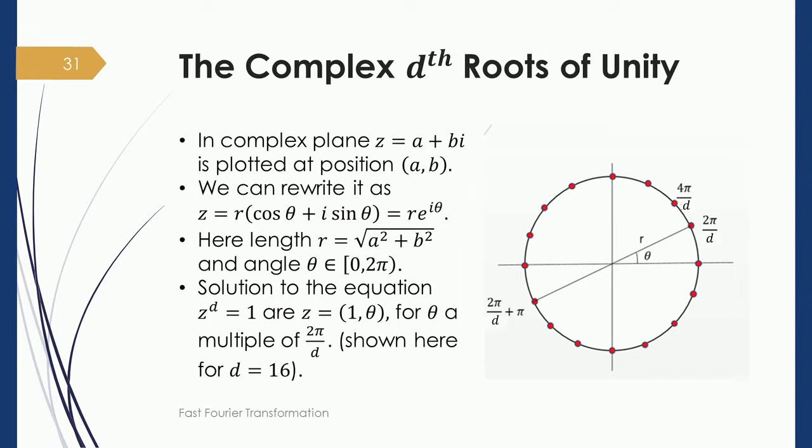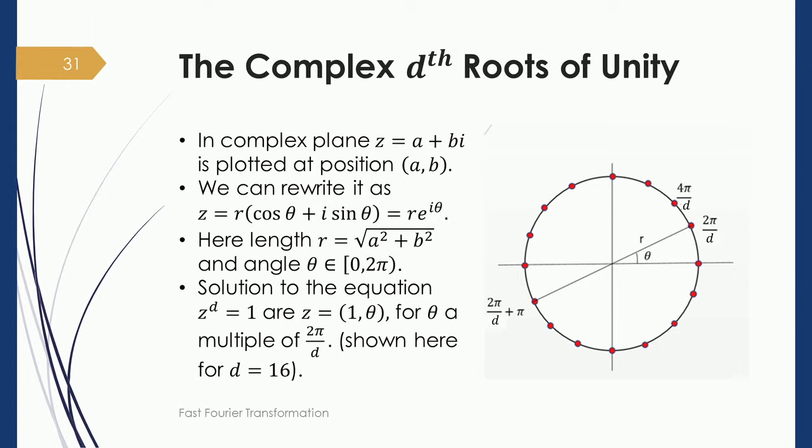Here r is the magnitude of the complex number given by the square root of a squared plus b squared, and the angle theta is an angle that lies between 0 and 2 pi radians. The solution to the equation z to the d equal to 1, if you recall, these are the complex dth roots of unity, will be of the form 1 comma theta in this polar coordinates form. And the theta will be in multiples of 2 pi by d.